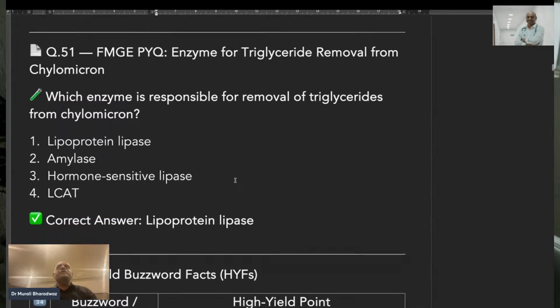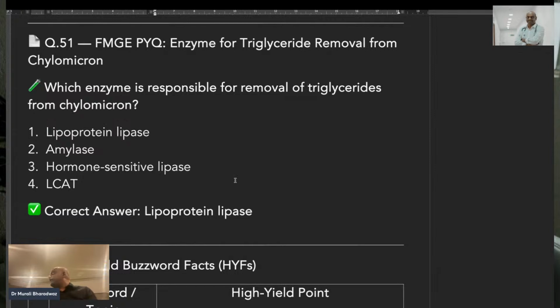Which enzyme is responsible for the removal of triglycerides from chylomicron? Lipoprotein lipase, like apoprotein. What is the predominant carrier of the endogenous triglycerides? VLDL. Exogenous triglycerides. Very good.